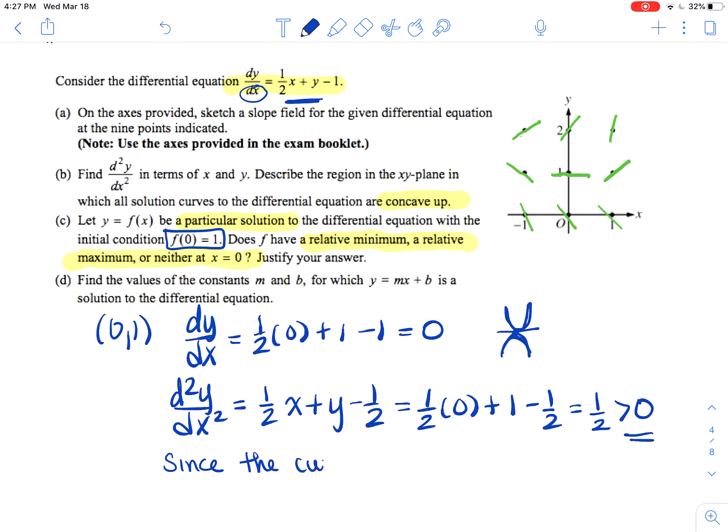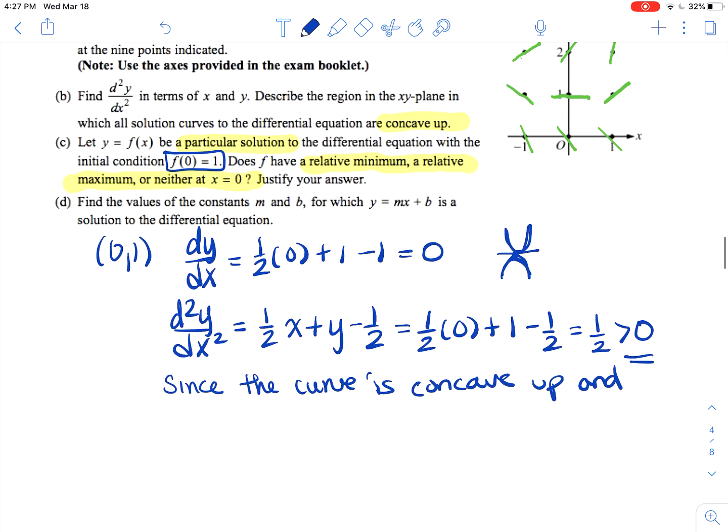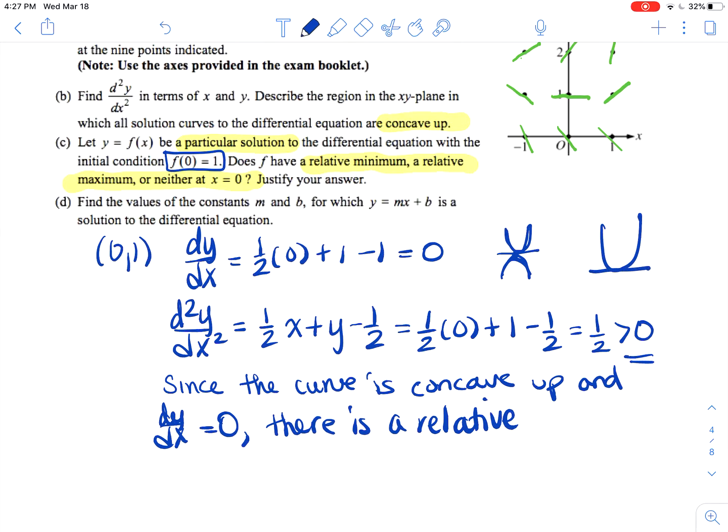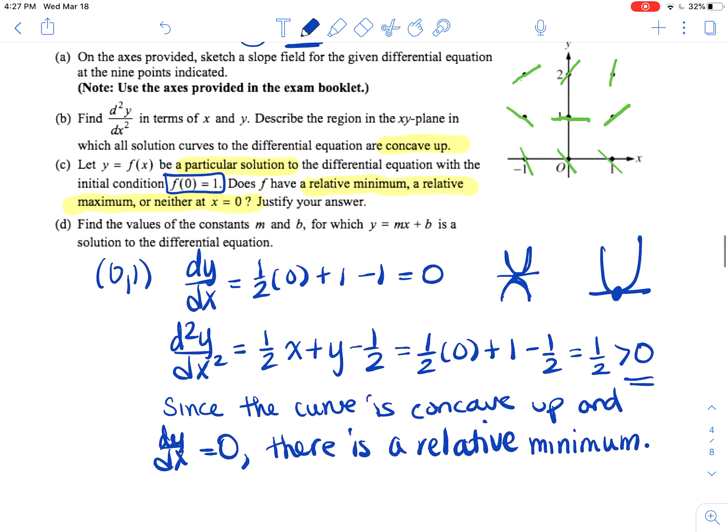So you would say, since the curve is concave up and dy/dx equals 0, there is a relative... okay, let's think about this for a second: concave up and a turning point. You could see right here that's a low point on the curve. There is a relative minimum.